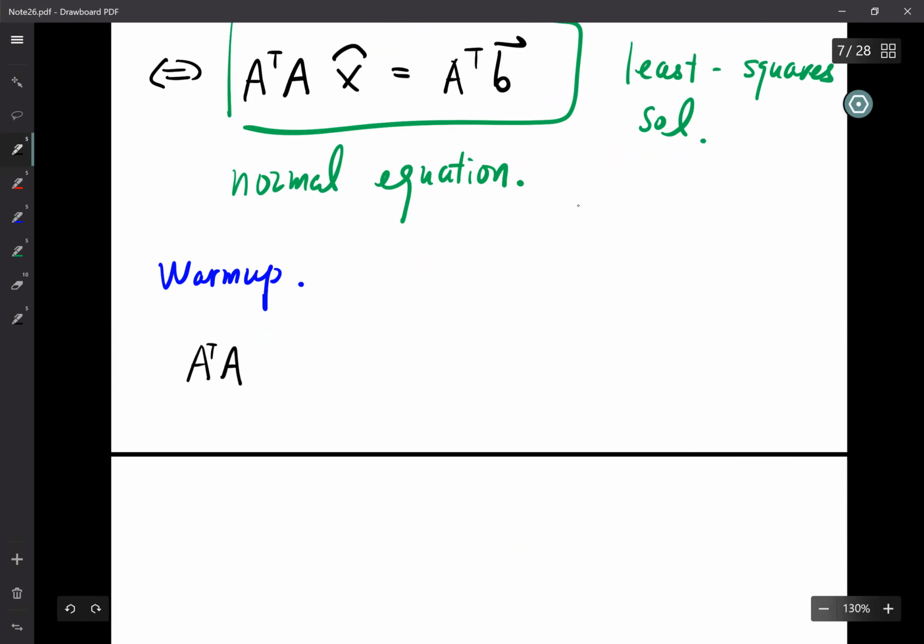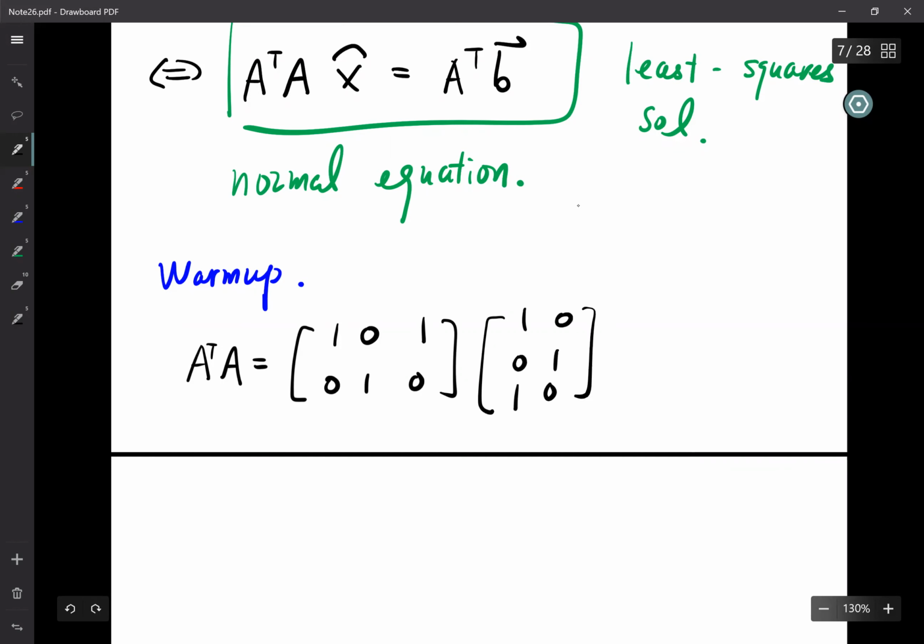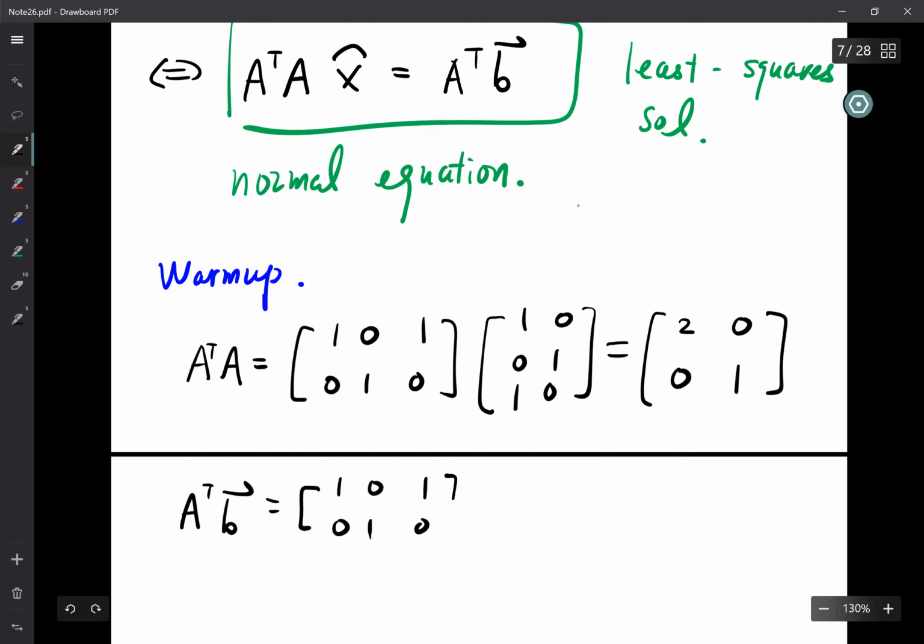It's a very simple procedure. I just compute A transpose A. So this is the transpose of that, times 1, 0, 1, 0, 1, 0. So this is 2, and this is orthogonal, 1. A transpose B is the same transpose matrix times 0, 0, minus 1. And this is minus 1, and this is 0.